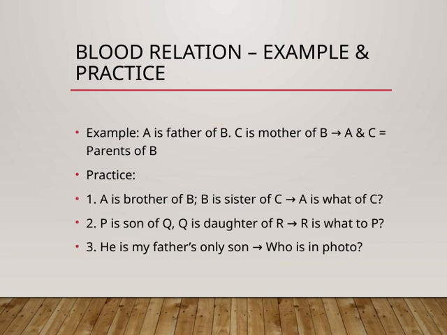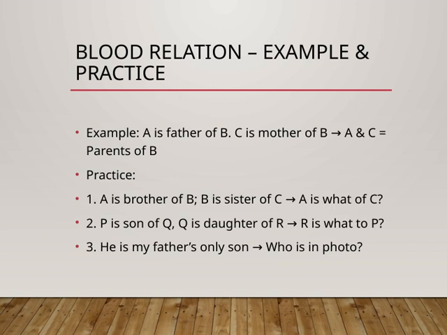The first one is, A is the brother of B. B is the sister of C. The question asks, what is A's relation to C? Think about it. A is the brother of B, and B is C's sister, so A and C are brother and sister, which means A is C's brother.